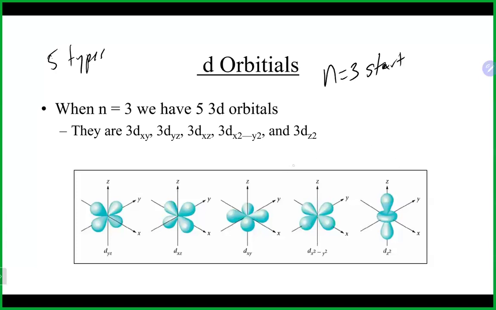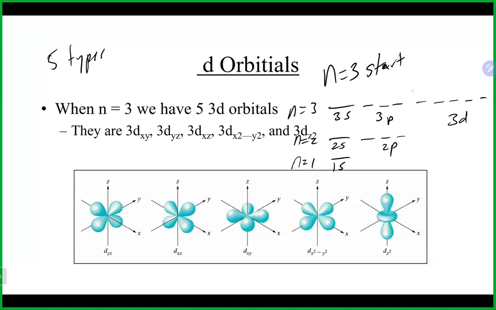And again, if we're drawing our thing, n equals 1, 1s, n equals 2, 2s, 2p. And now if we go to our n equals 3, we have a 3s, 3p, and 1, 2, 3, 4, 5. That is our 3d. Once again here, all 5 of those d orbitals together on the same energy level is known as a subshell. So that would be the 3d subshell or sublevel.